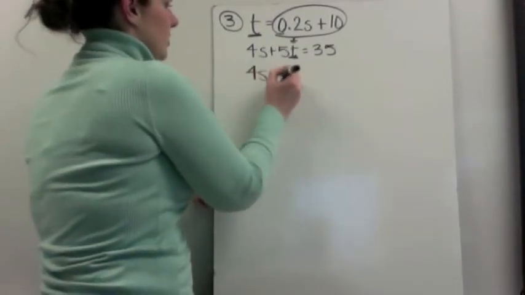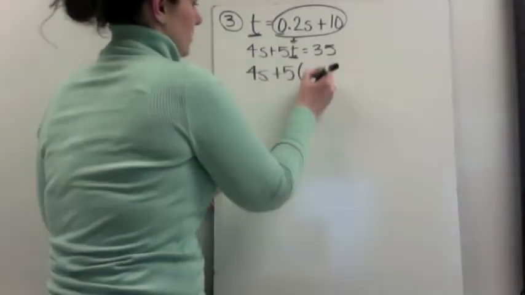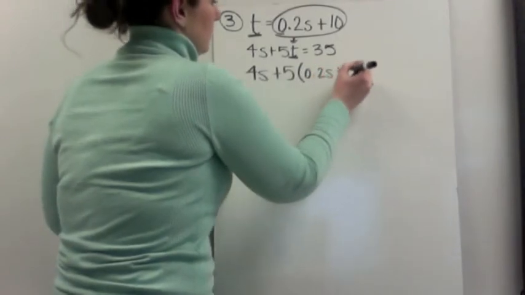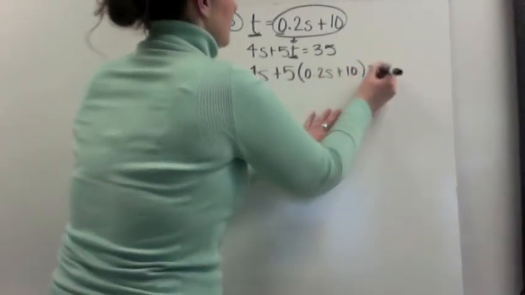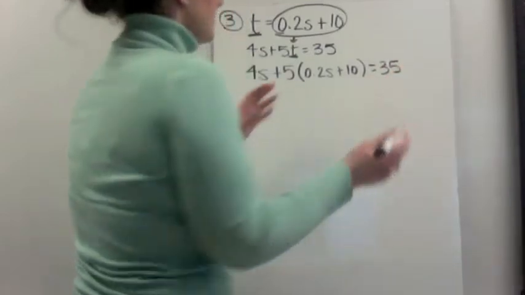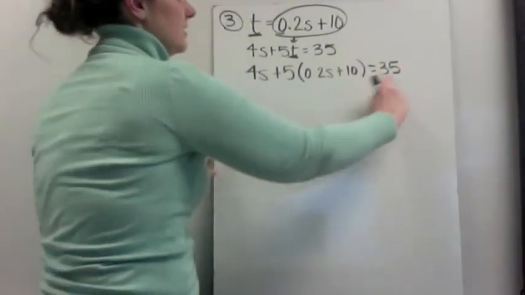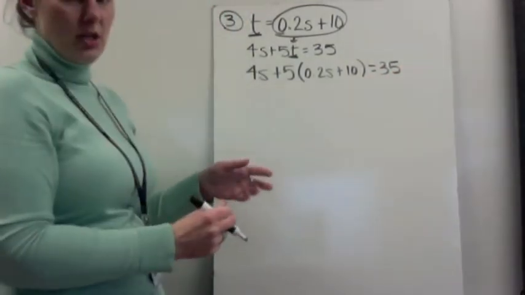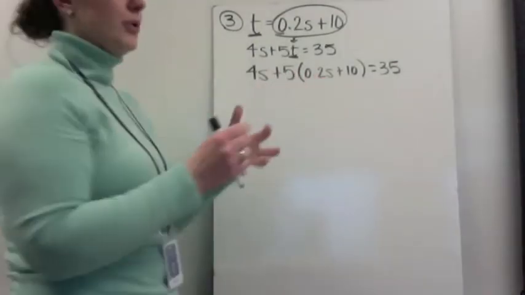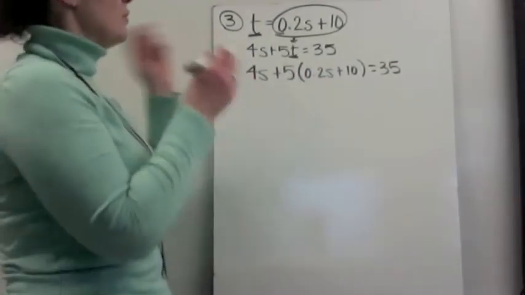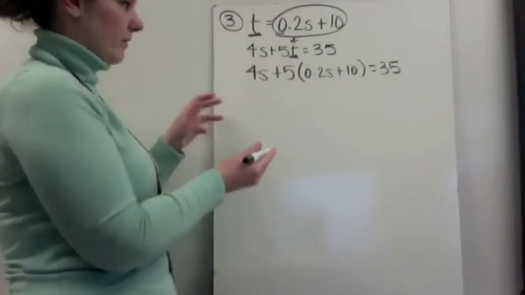When we make that new equation, 4s plus 5 times the quantity 0.2s plus 10 equals 35, we should know our substitution is okay if we only have the same variable throughout our whole new equation. Yes, we have two s's, but they're both s, so we can solve that. When we have s and t together, we can't solve that.